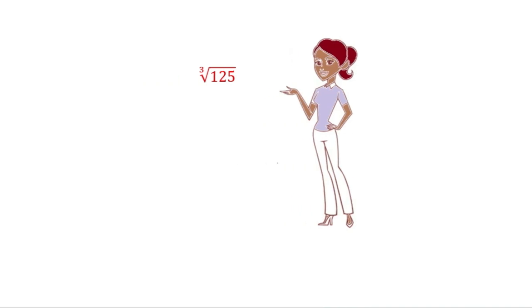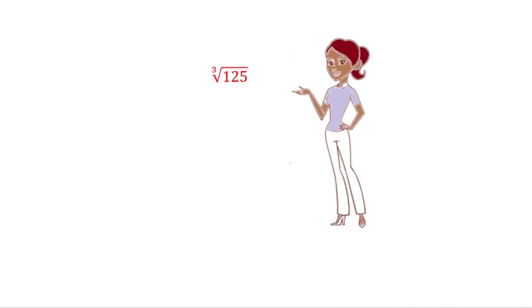How about this one? Here we have the cube root of a number. Again, we can utilize the prime factorization tree, but this time we need to have a group of 3 of the same numbers. So if we were to break this number down, we can say 25 times 5, and then we know 25 is not a prime number, but we can break that down to 5 times 5.